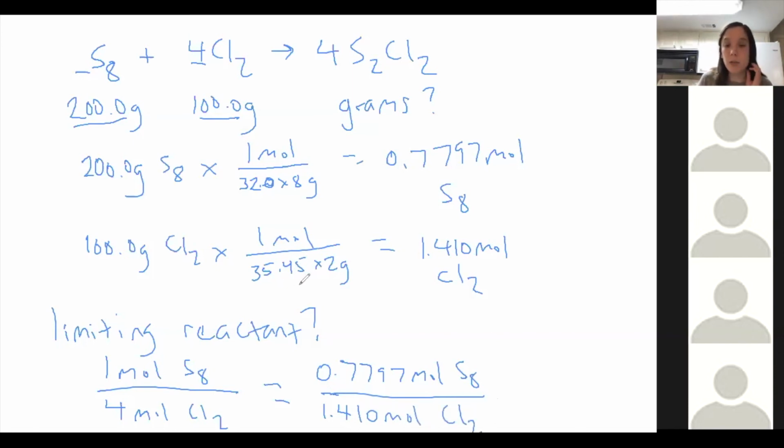So looking at this ratio, what we can see is that this is not a 4-to-1 ratio, that we have a lot less Cl2 than we need. Because whatever we have of S8, we would need 4 times that of Cl2. And 4 times 0.77 is about 2.8. So we don't have enough of Cl2. So Cl2 must be limiting.